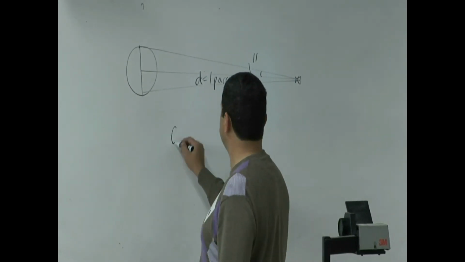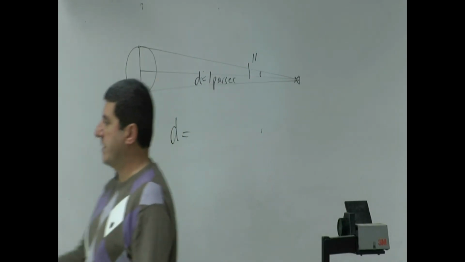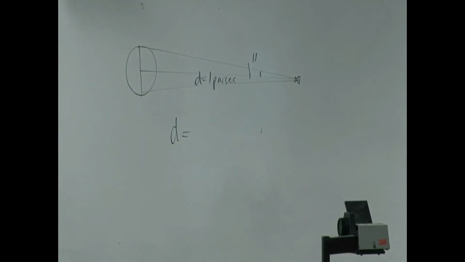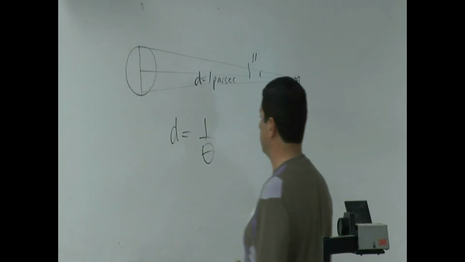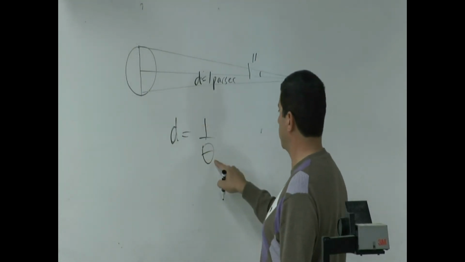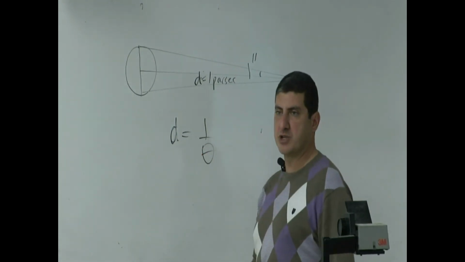And the equation is the distance to the star. Remember how they are inverse proportion to each other? 1 divided by parallax angle. The smaller the parallax angle, the larger the distance to the star.